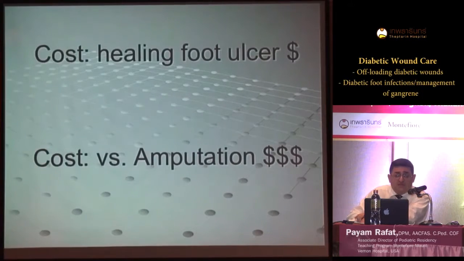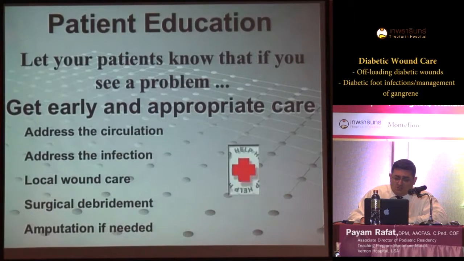So the cost of healing diabetic foot ulcers is high, and the cost for amputation is even higher. So it's very important that we get these patients in early to educate them, address their circulation, address the infection, local wound care, surgical debridement, and early amputation if needed to try to prevent bigger issues.